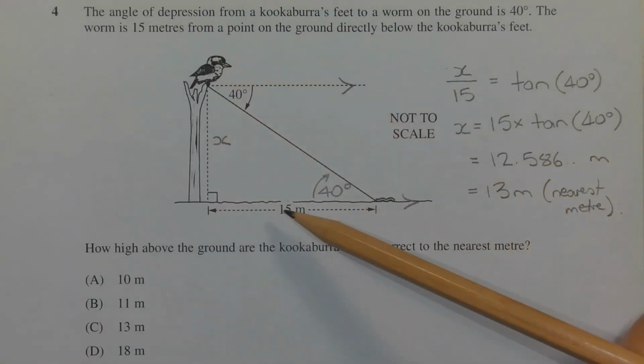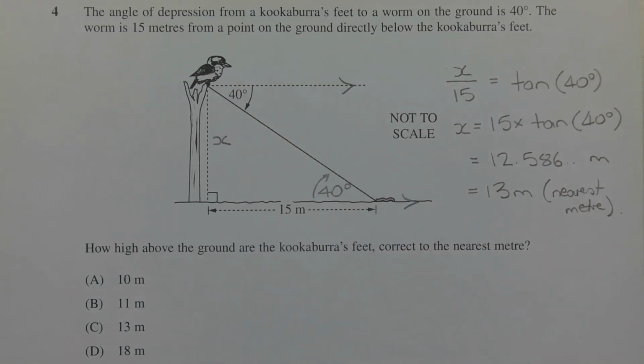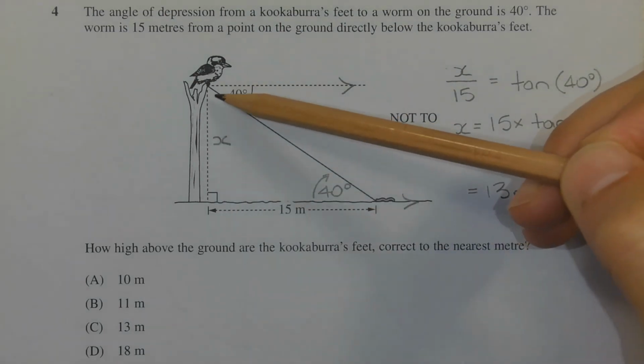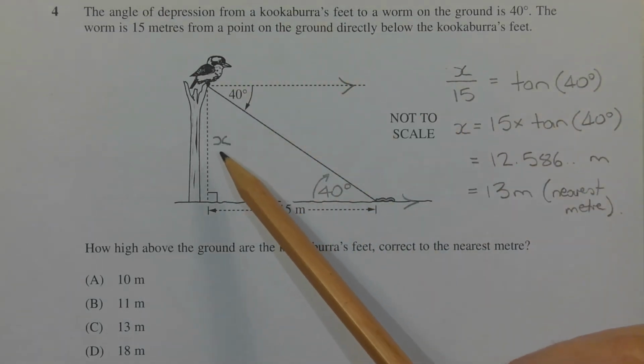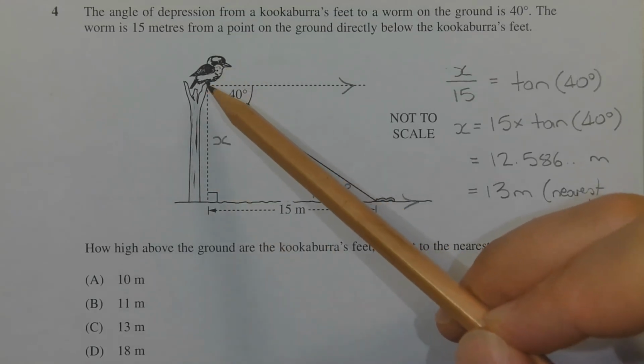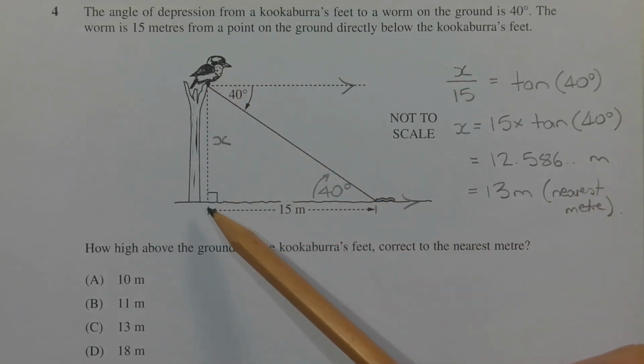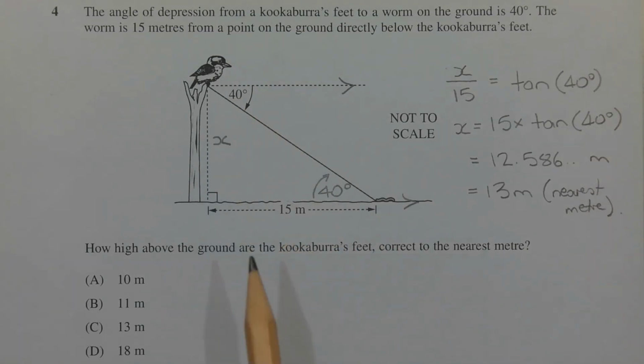We can use this right-angled triangle to model this situation. The vertical side of this right-angled triangle, which I've labelled with the pronumeral x, represents the height of the kookaburra's feet above the ground. And that's what the question is asking us to find. The horizontal side represents the distance from the base of the tree, which is directly underneath the kookaburra's feet, and the worm, and that's given as 15 meters.